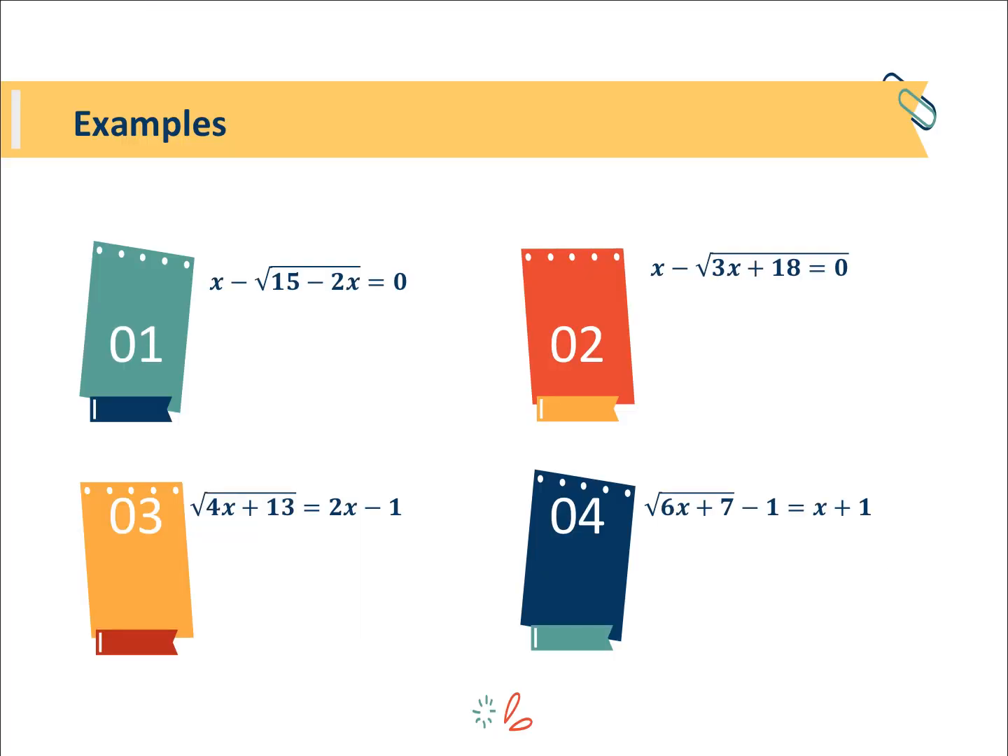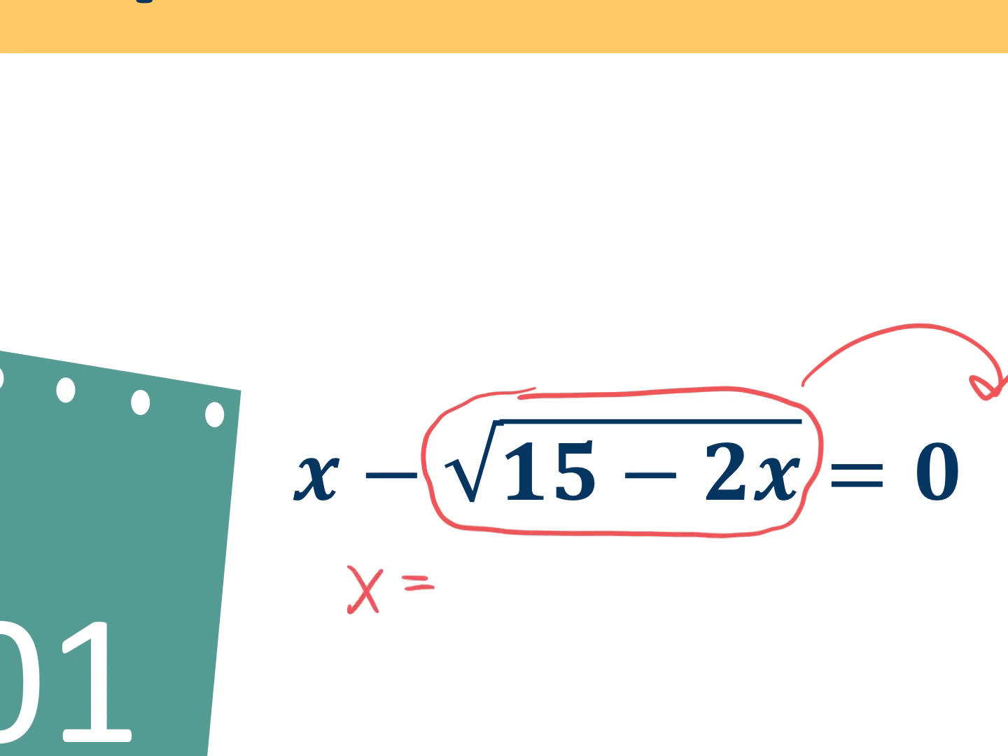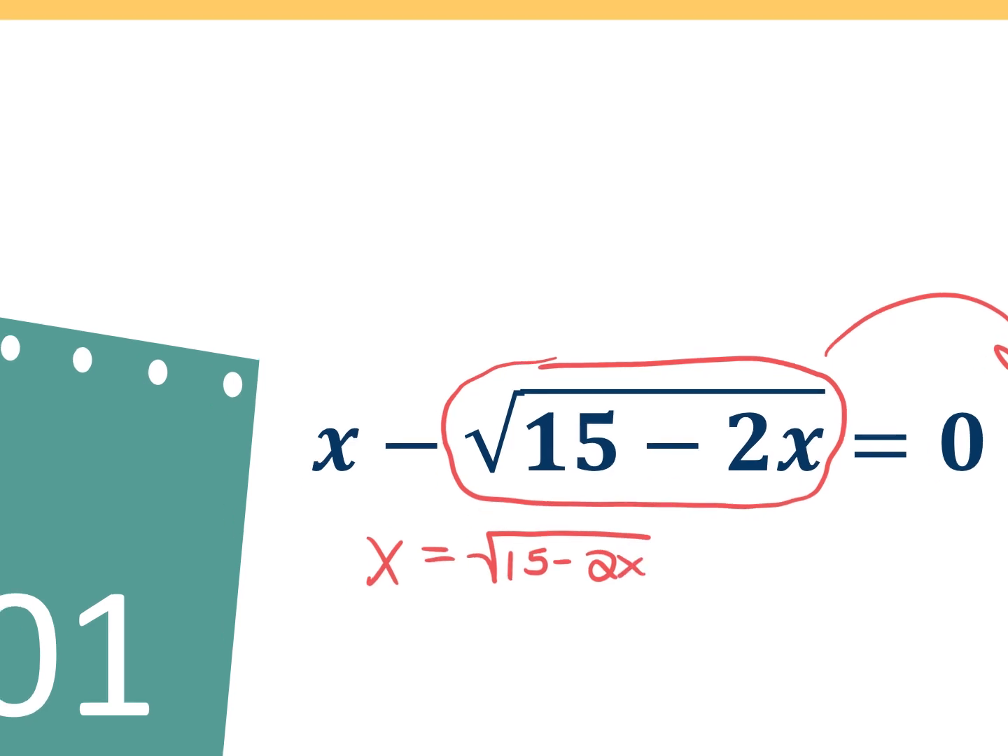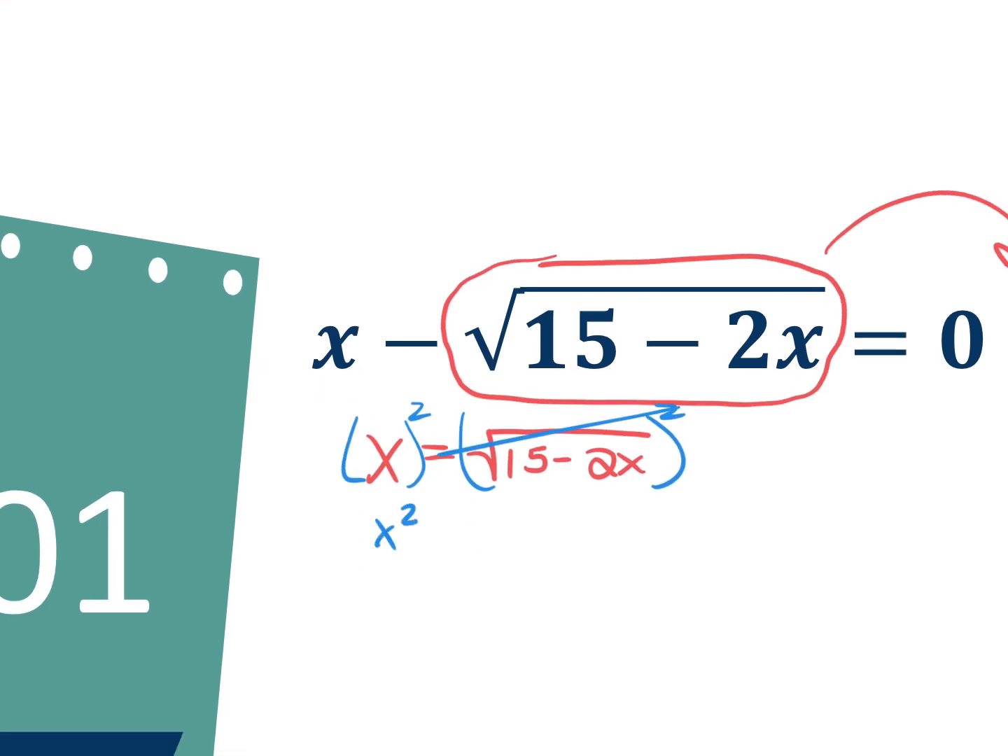So first problem I look at, like we said, we're going to isolate the radical. So I'm going to circle my radical here and I'm going to say, okay, I need this to be all by itself. So since it's negative here, I'm going to move it to the other side. So this will leave me with x equals the square root of 15 minus 2x. Well, now that our radical is by itself, we can undo the radical. So I'm going to square both sides. When you square a square root, it goes away. So you're left here with x squared equals 15 minus 2x.